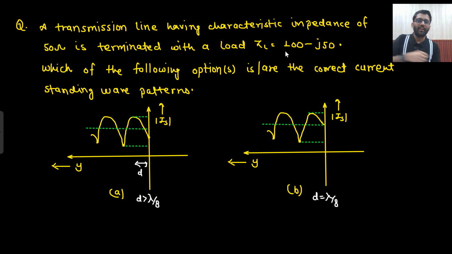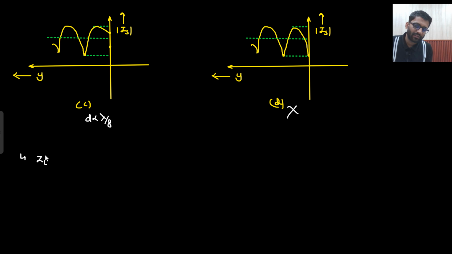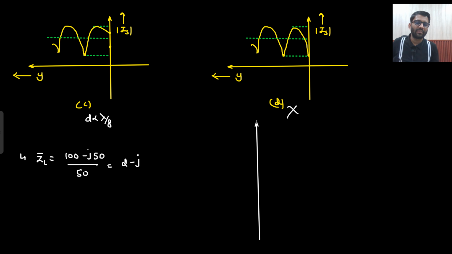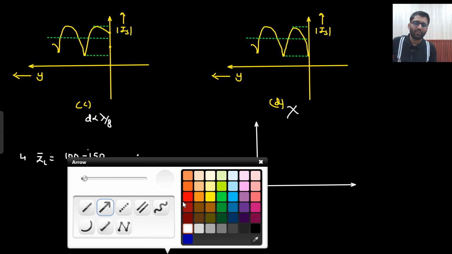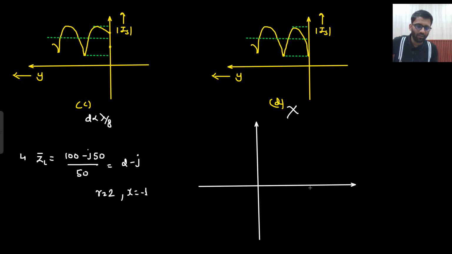So what are we going to do? We need to see our ZL, and our interesting impedance is 50 ohm. So what will be my ZL dash? ZL dash will be 100 minus J50 divided by 50, which is equal to 2 minus J. Now which circles do I need to make? R is equal to 2 and X equals to minus 1. All the circles will pass through 1 comma 0, which I already know.